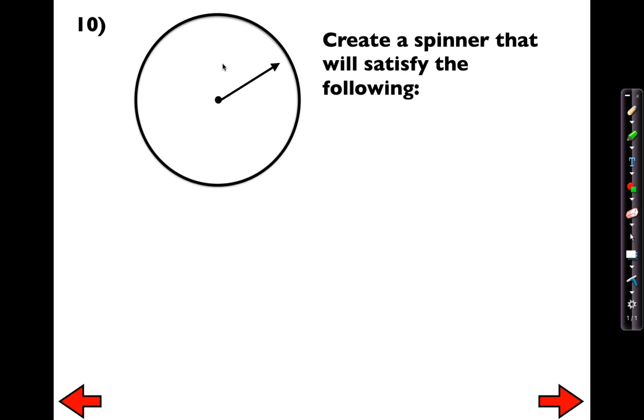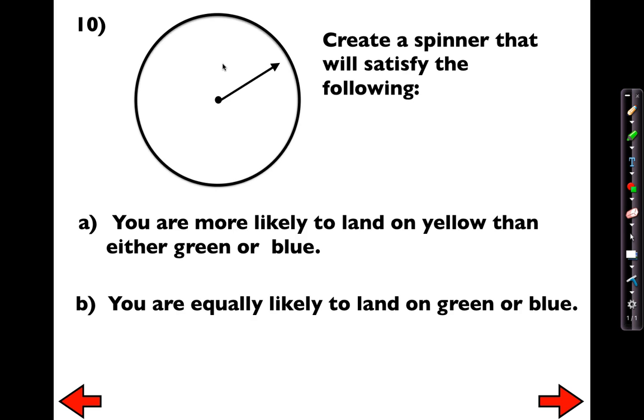Now it's your turn. I want you to go ahead and pause the video and do a quick sketch of creating a spinner that satisfies the following. Number 1, I want you to make sure it's more likely to land on yellow than green or blue. But I also want you to make it equally likely to land on green or blue. So if you don't have any color pencils or crayons, simply label the area. For example, this is not correct, but I can just divide this area and call this one green. So again, if you don't have color pencils, just simply label it.